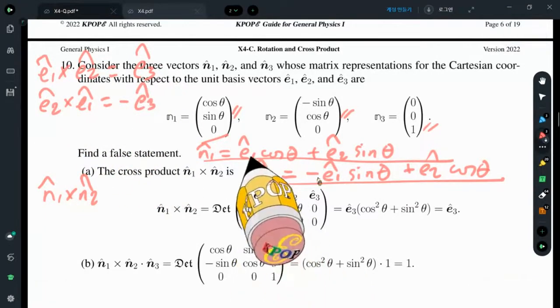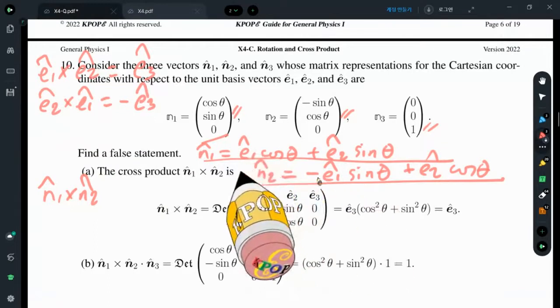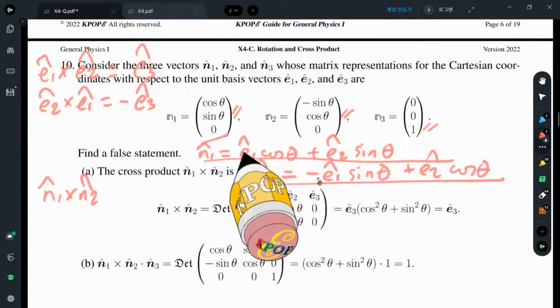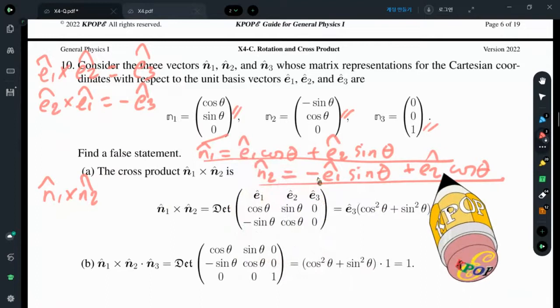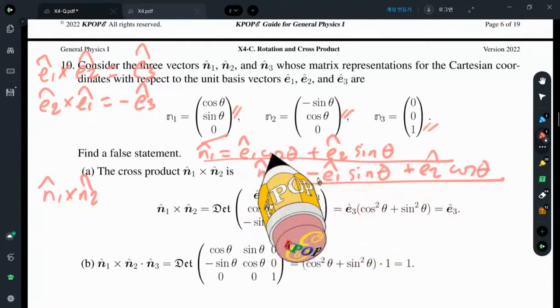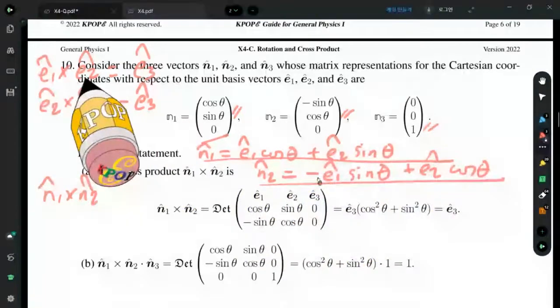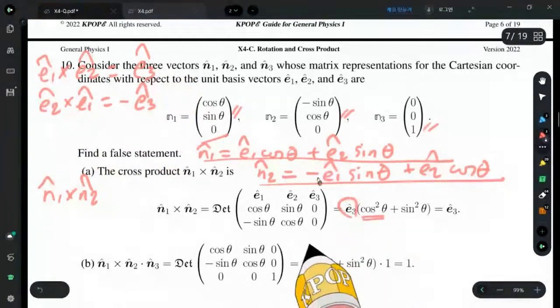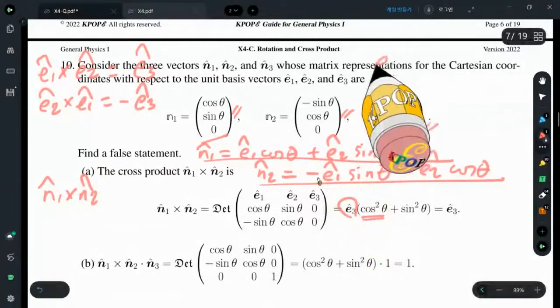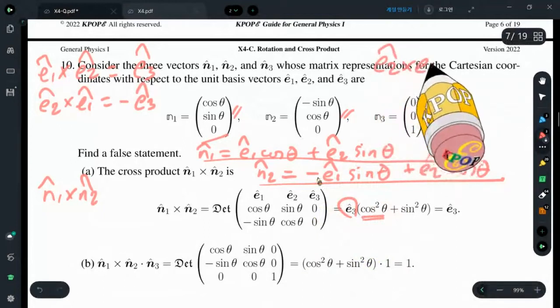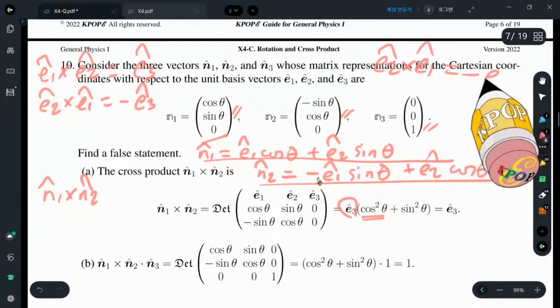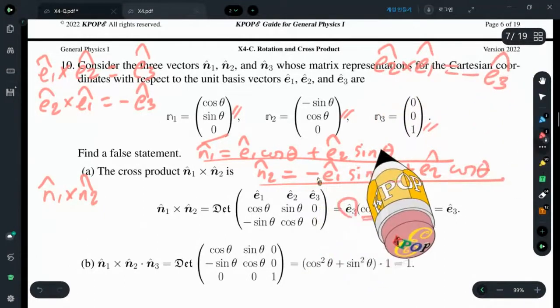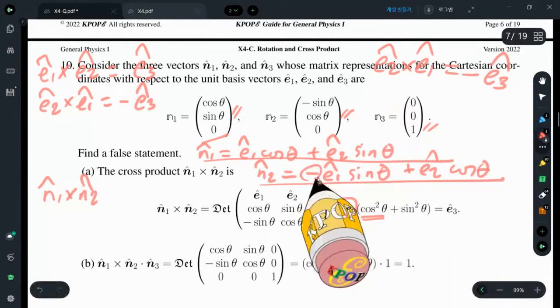So I can find that E1 cross E1 vanishes, and E1 cross E2 with the cosine gives E3 hat cosine squared. And here, E2 hat cross E1 hat equals minus E3 hat, and I have the sine with a negative sign.